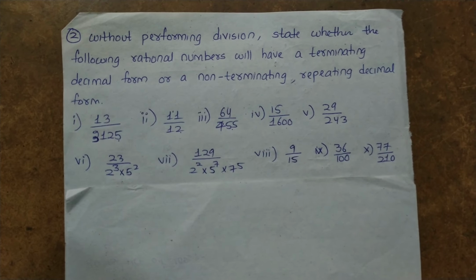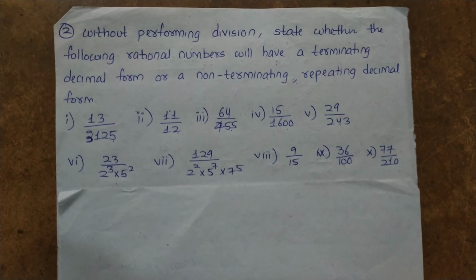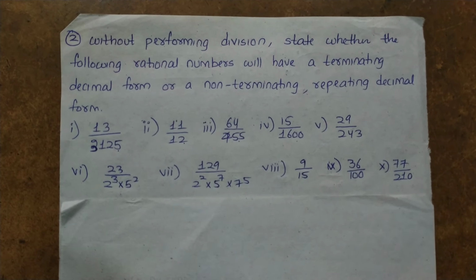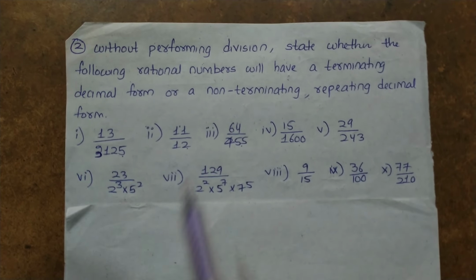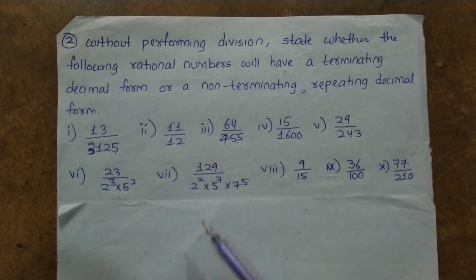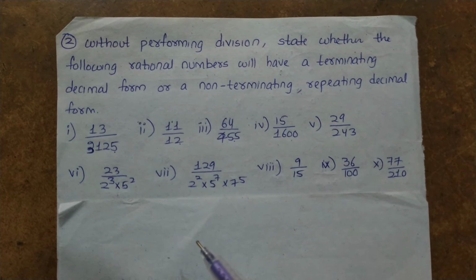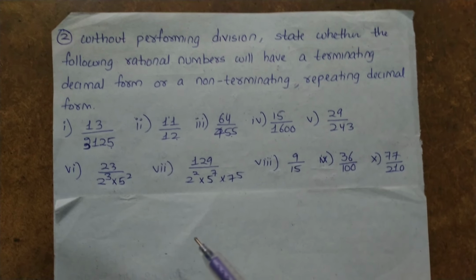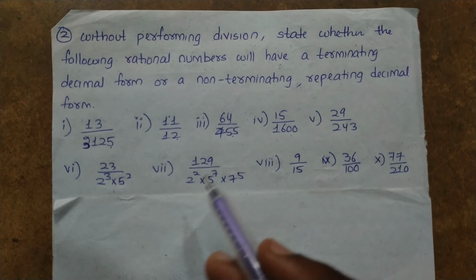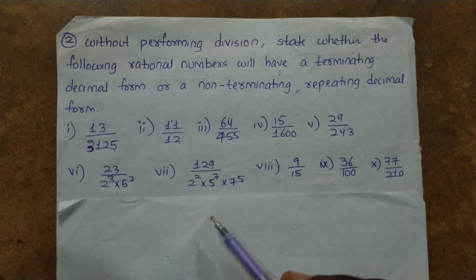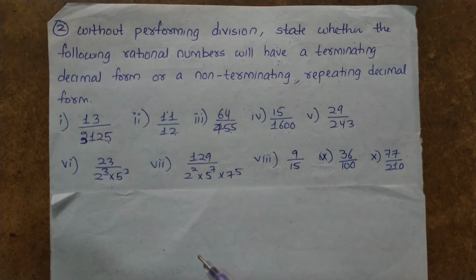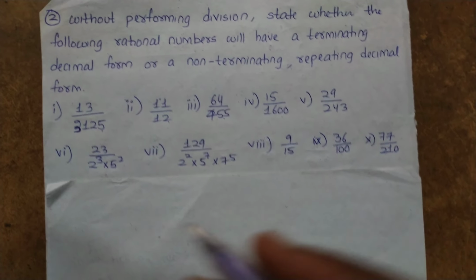Hi friends, in the previous class we covered the first part of exercise 1.3. In today's class we will see the second part. You see what question is given: without performing division, state whether the following rational numbers will have a terminating decimal form or non-terminating repeating decimal form. That means we should not do the actual division process, but we have to tell whether that particular rational number is terminating or non-terminating.